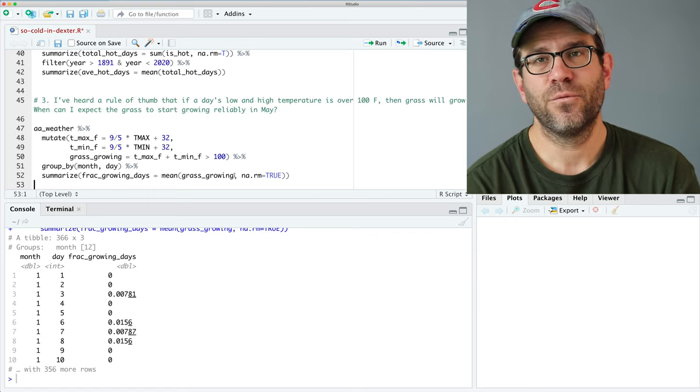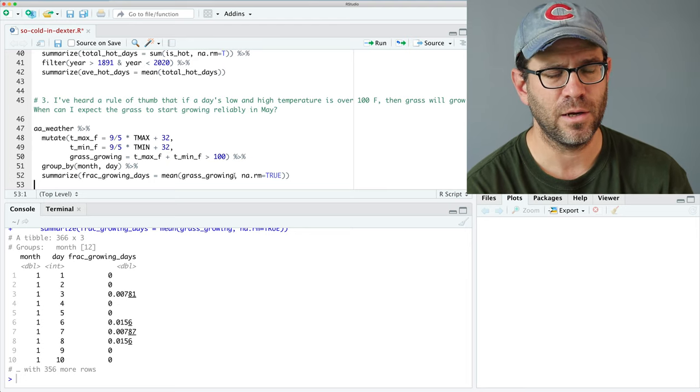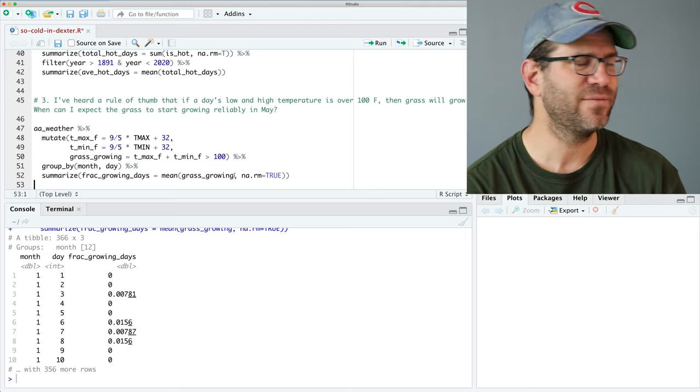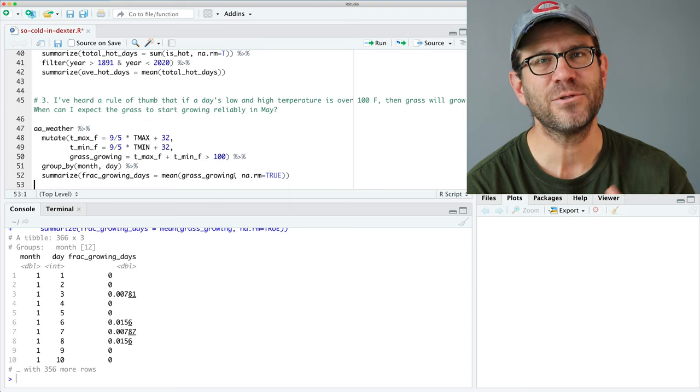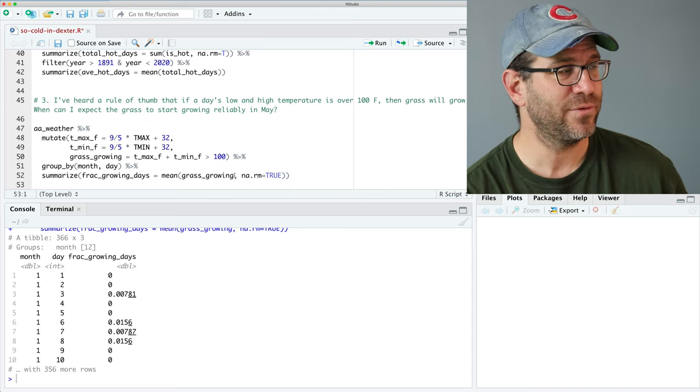to get the fraction of years where we've had theoretically a growing day. And so we see that maybe one or two days, or I guess maybe about 5 days in early January, we've had temperatures warm enough for grass growth. Michigan weather is very unpredictable and very erratic.